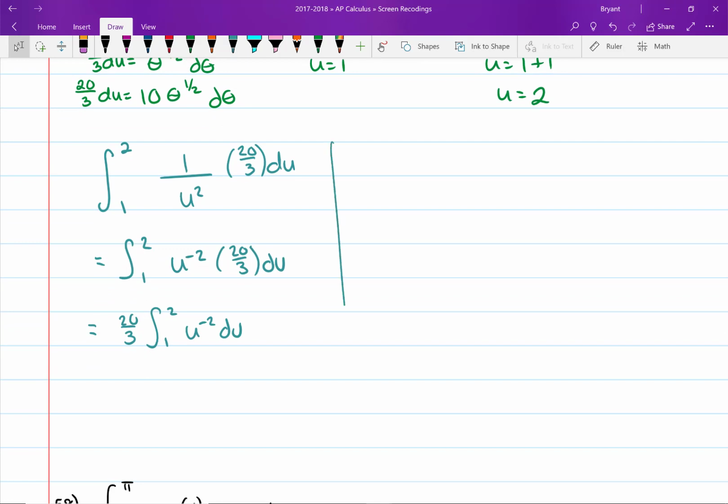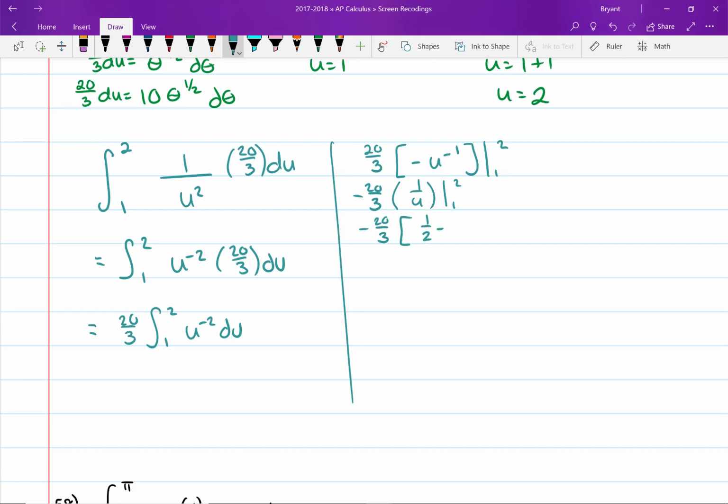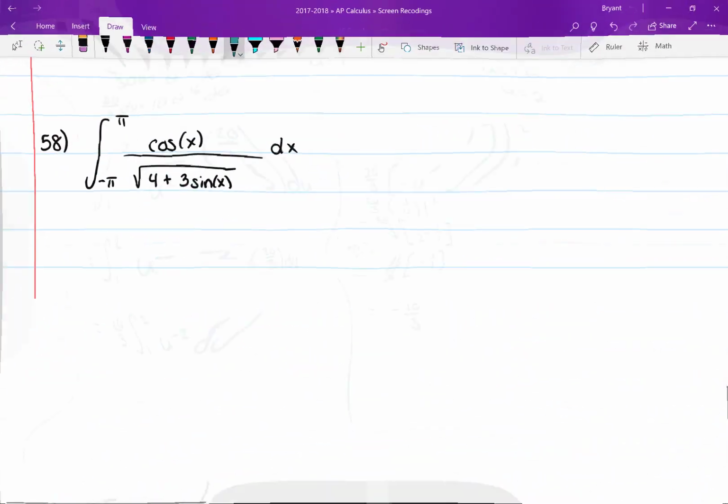So when I integrate this, I'm going to do this on the side over here. I'm going to get 20 over 3 negative u to the -1 from 1 to 2. So this is 20 over 3, put a negative on the outside, 1 over u from 1 to 2. So it's negative 20 over 3 times 1/2 minus 1 over 1, negative 20 over 3 times negative 1/2. And so you get your final answer is negative 10 over 3. All right, now for number 58.